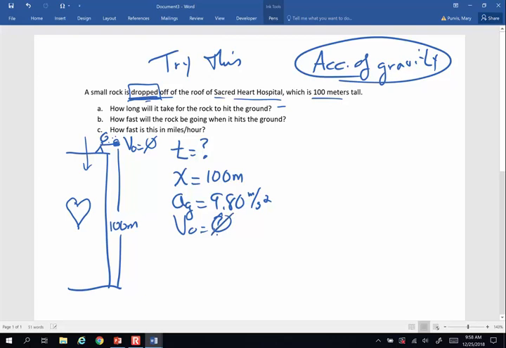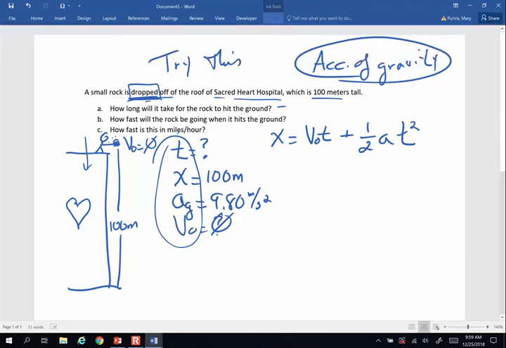So if I take a look at this collection of data and I look at my equations, which equation do you think I should use? Well, I think I'm going to use this one. Displacement is V0 t plus 1/2 acceleration time squared. And if the original velocity is 0, anything times 0 is 0. So this whole term is going to go away and it's going to go to 0. So I'm going to end up with x is 1/2 a t squared. And I'm solving for time.